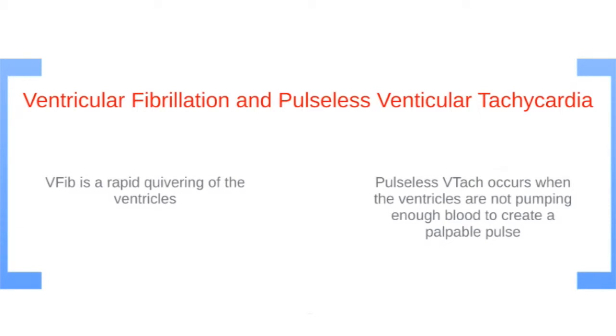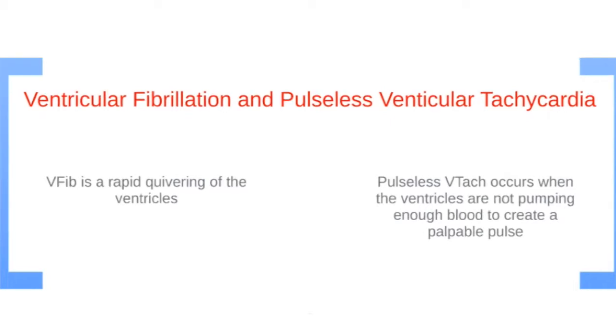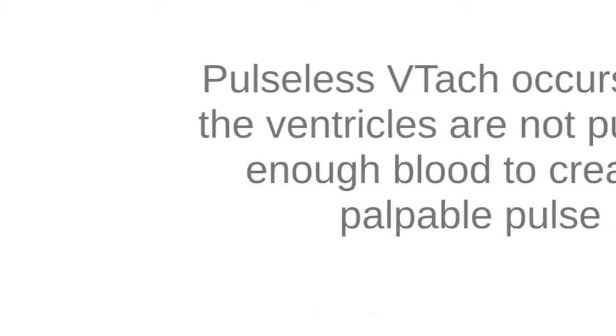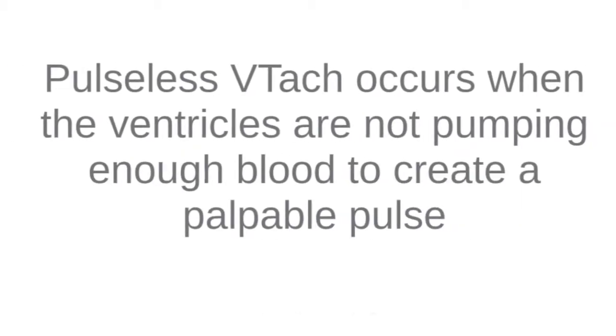VFib and VTach are life-threatening and shockable cardiac rhythms that result in ineffective ventricular contractions. VFib is a rapid quivering of the ventricles instead of a forceful contraction and is not synchronized with atrial contractions. Pulseless VTach occurs when the rapidly contracting ventricles are not pumping blood sufficiently to create a palpable pulse. In both, patients are not receiving adequate perfusion.